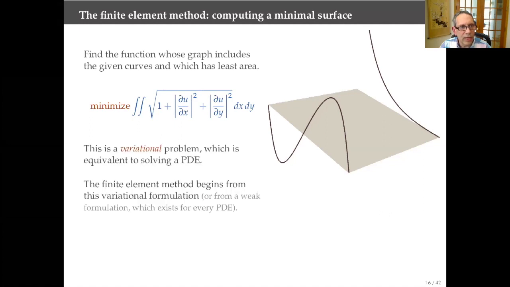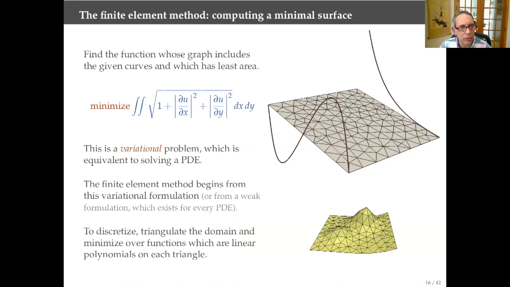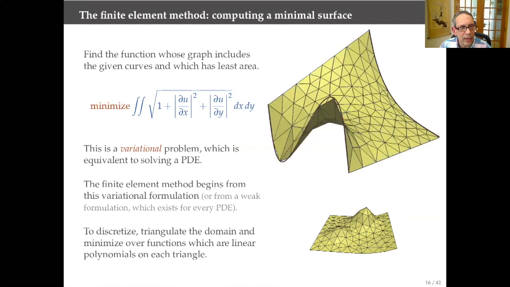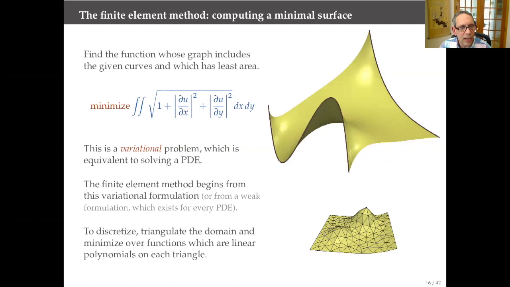So in the finite element method, what you do is you cut up the domain into a bunch of little triangles. They don't have to be in an orderly fashion. It's arbitrary. And then you consider functions whose graph over each triangle is linear, has a planar graph. And you minimize over that, and you would get something like this. And you do it with a much finer triangulation and you get the minimal surface with some accuracy. So that's the basic idea of the finite element method.